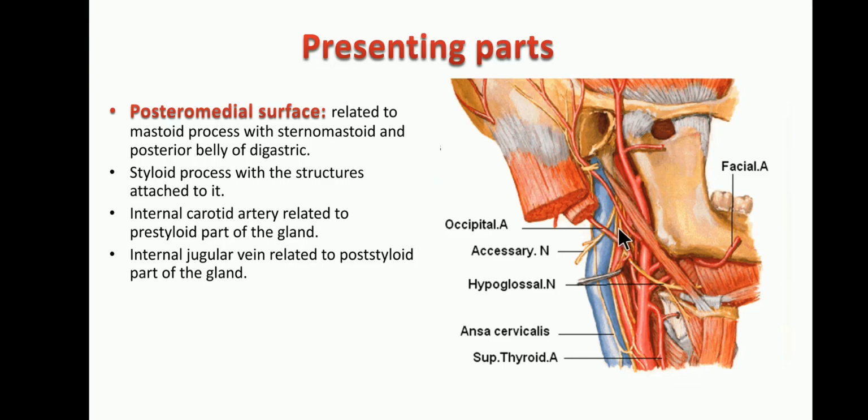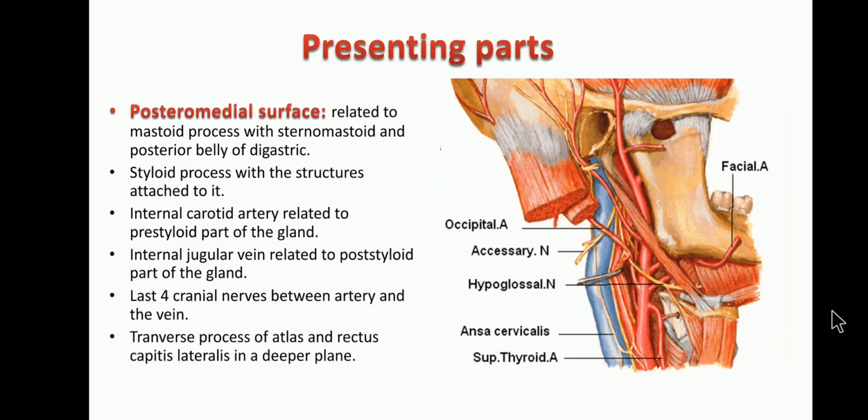You are able to see that is the vagus nerve, and one more nerve is the glossopharyngeal nerve, which is in a deeper plane but will give a branch to the carotid body, carotid sinus. So last 4 cranial nerves, 9th, 10th, 11th and 12th. So this is 11, 10 and the 12th nerve. Last 4 cranial nerves will be related since it is present between the internal carotid artery and the internal jugular vein. Okay. In a deeper plane, you come across the rectus capitis lateralis muscle with the transverse process of the atlas.